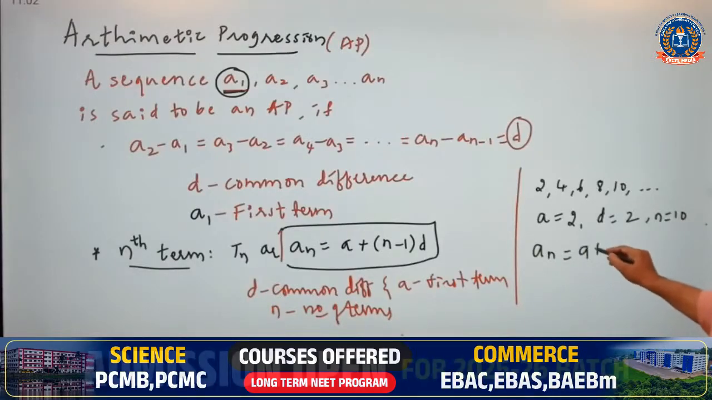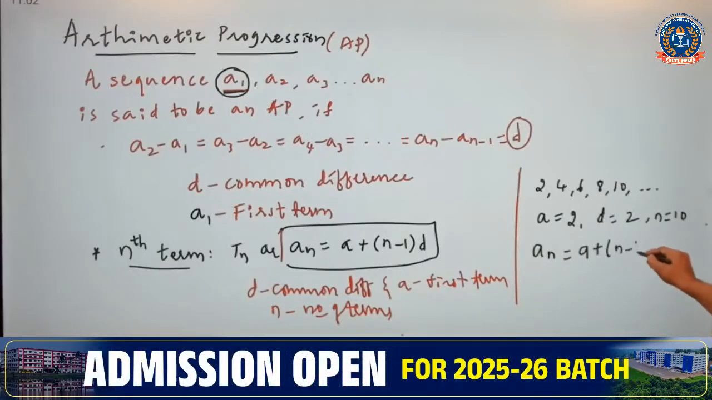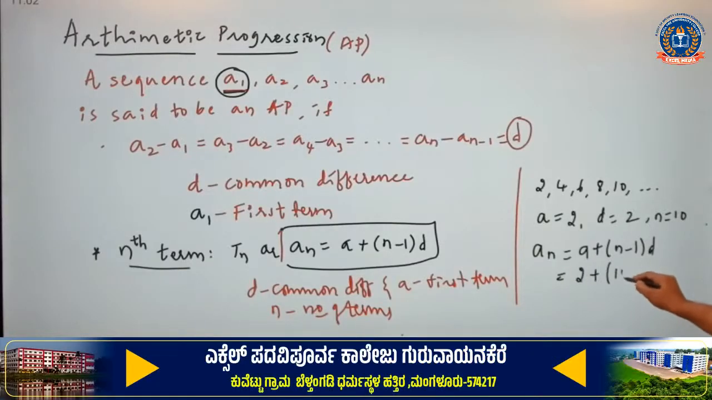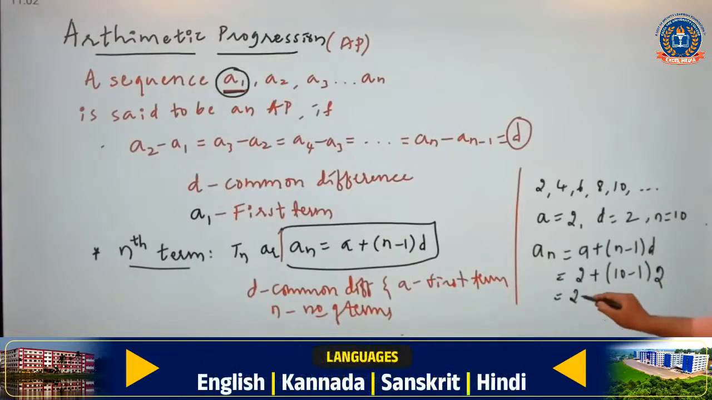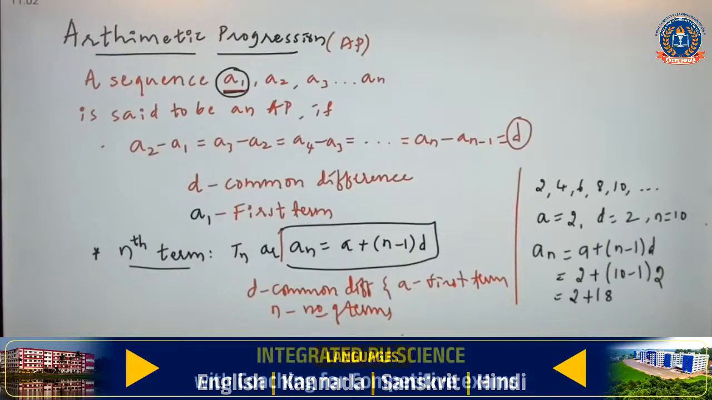An equal to a plus of n minus 1 into d. Substitute, it is 2 plus 10 minus 1 into 2. So it is 2 plus 9 into 2, that's 18. So totally the value is 20. So an is 20.